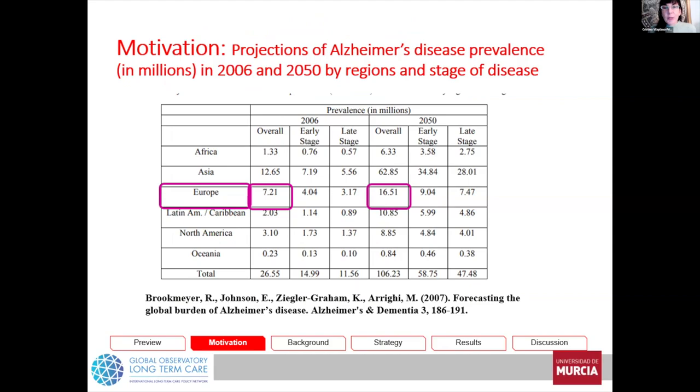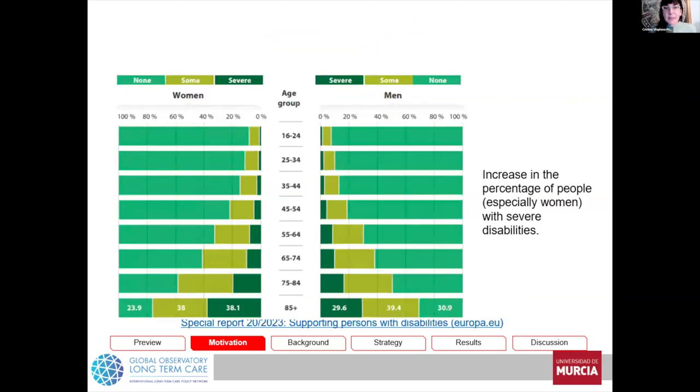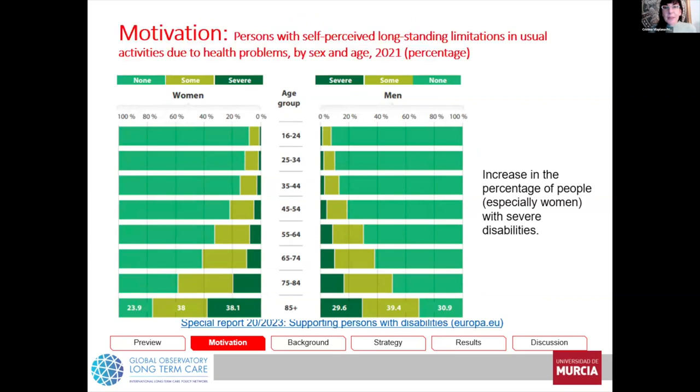So for Europe, we will have, instead of 7 million, 16.5 million, with 9 million in the early stage of the disease and 7.5 million in the late stage of the disease. And also we have the radiography of population disabilities according to age in 2021. We observe an increase in the percentage of people, especially women, with severe disabilities. For the cohort 85 and more, 38% are suffering a severe disability.